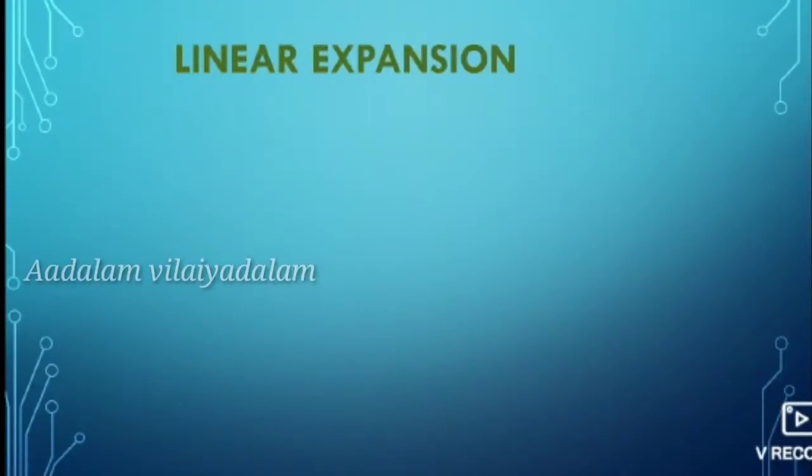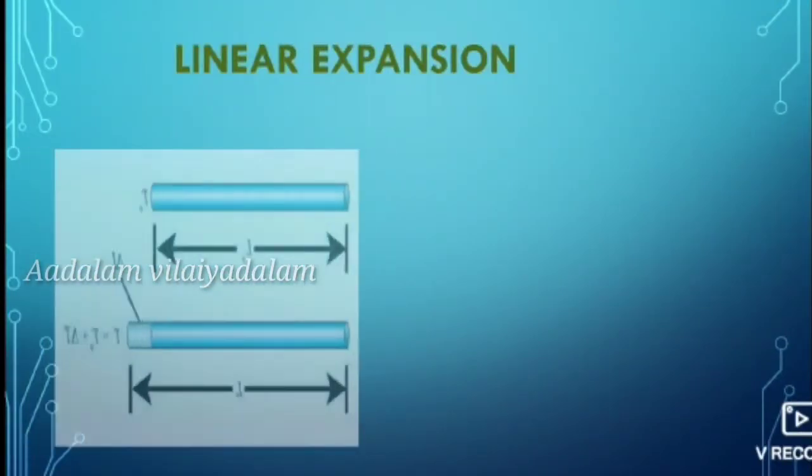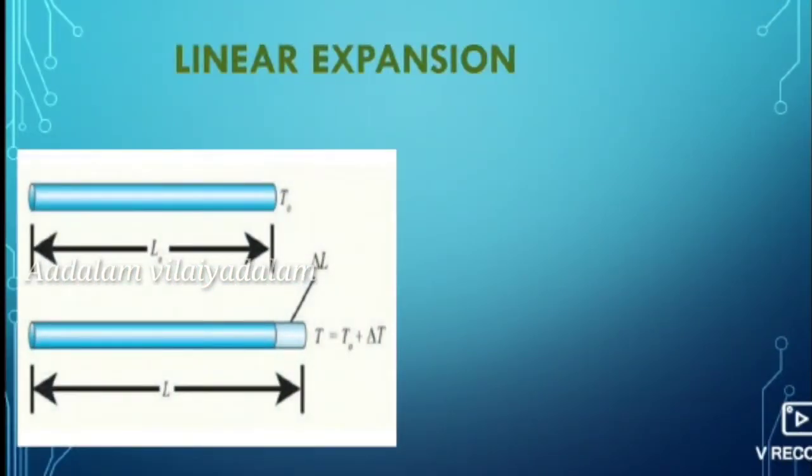First we will discuss linear expansion. When a solid body is heated or cooled, the length of the body changes due to the change in temperature. This type of expansion is known as linear expansion, and it is otherwise called longitudinal expansion. Simply, linear expansion means there is a change in the length of the body.